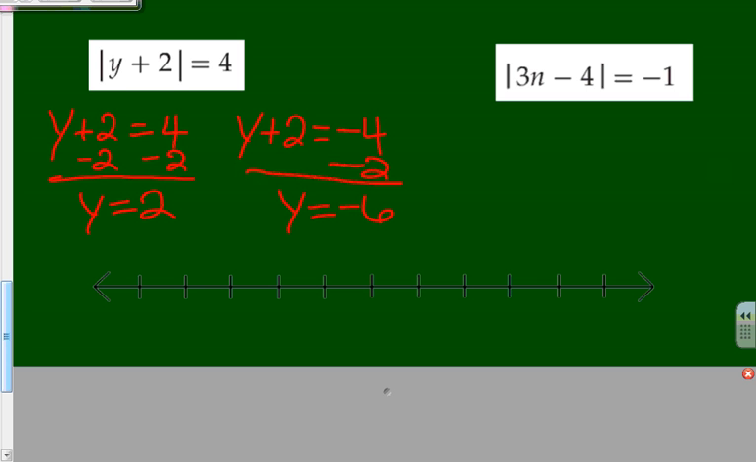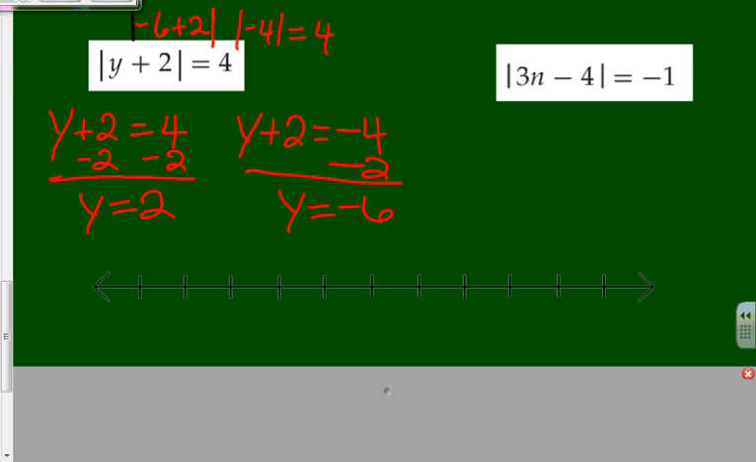And if you want, check it. Plug it in. What is negative 6 plus 2, the absolute value of it? That would come out to negative 4. And the absolute value of negative 4 is positive 4. And the same thing, if you put 2 plus 2 is 4.